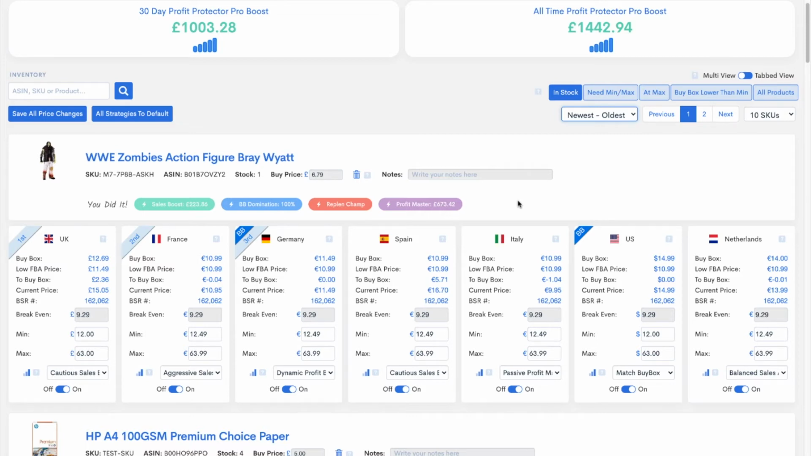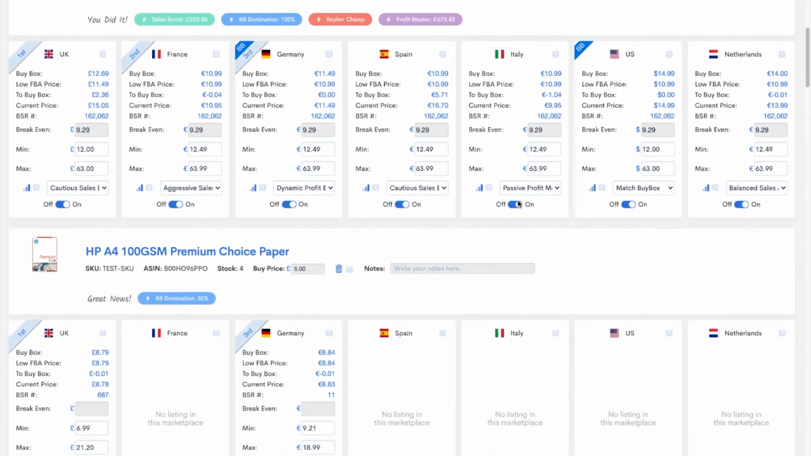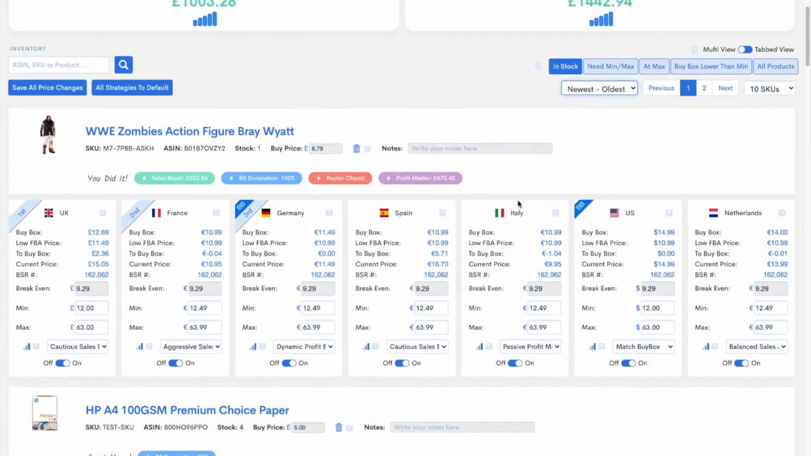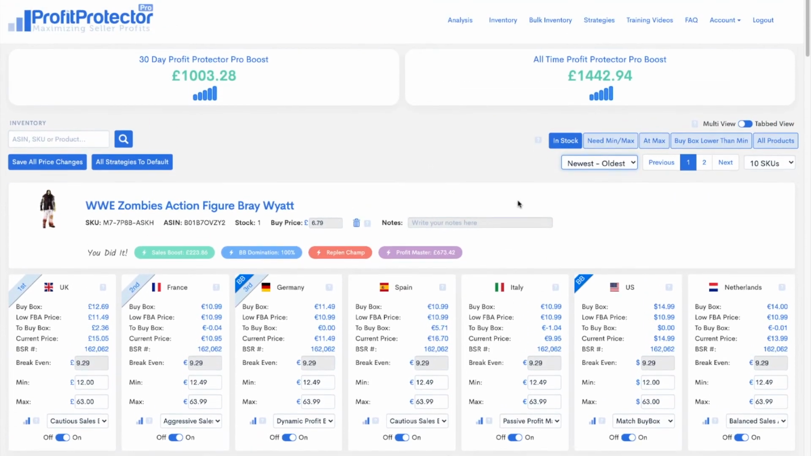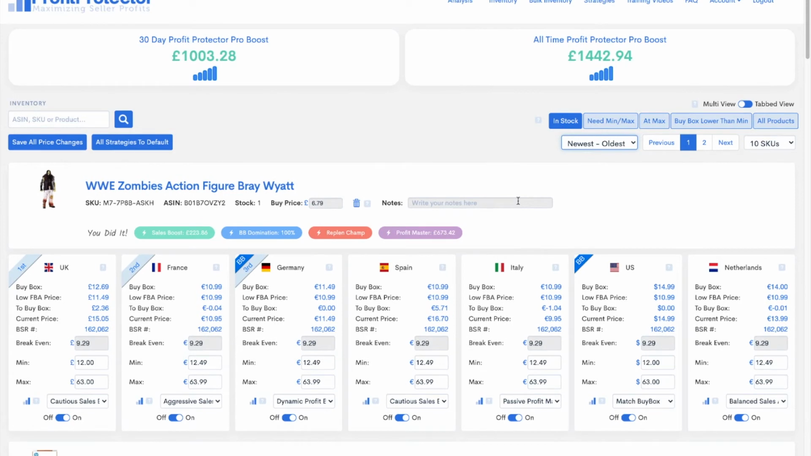And obviously then you just scroll down and you continue to find different products. As I say, this is just faked data just for this video. It's not real data. But in your account, it will all be real data, of course. And it will give you lots of information across all the marketplaces. It's amazing to have all those marketplaces in one place. And don't forget, they're included as part of your subscription fee with Profit Protector Pro. We don't charge extra for extra marketplaces. It's all included within your subscription price.